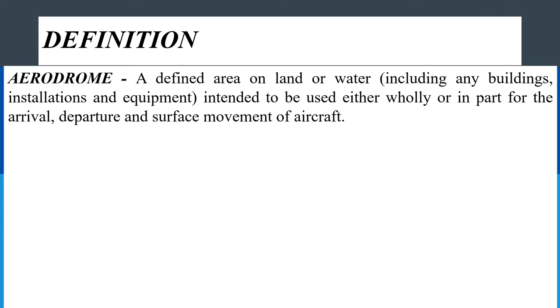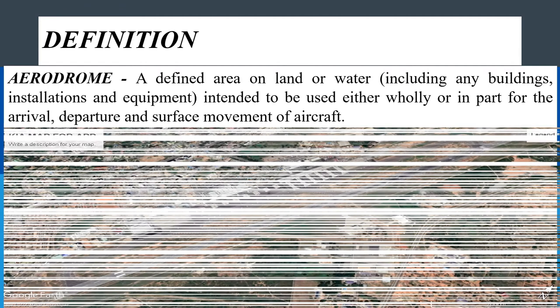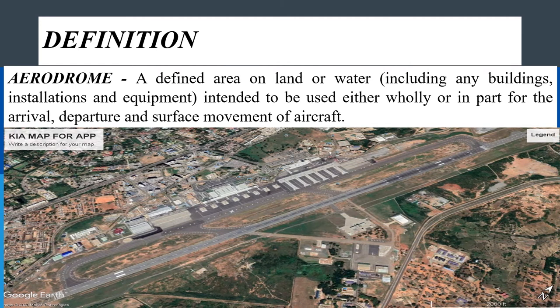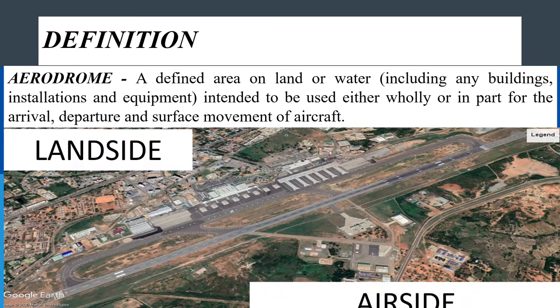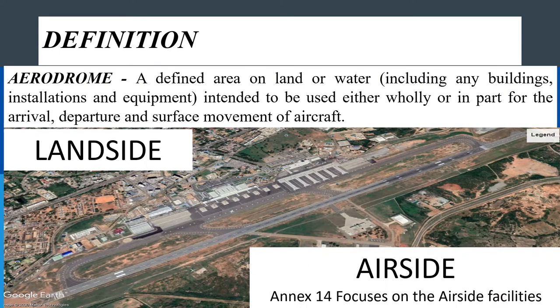So let's look at some definitions in the Annex 14. And the first one has to do with aerodrome. Annex 14 says that an aerodrome is a defined area on land or water, including any buildings, installations, and equipment intended to be used either wholly or in part for the arrival, departure, and surface movement of an aircraft.